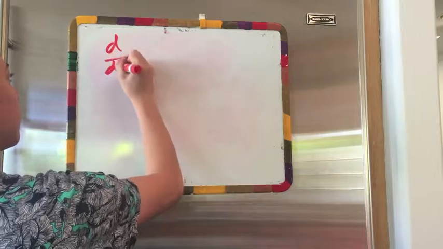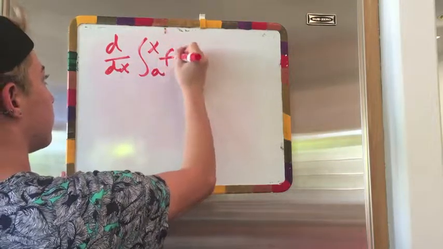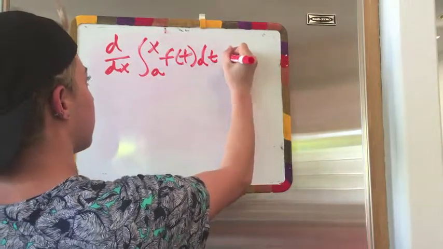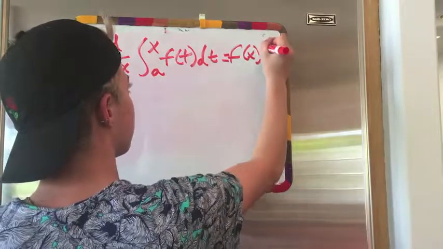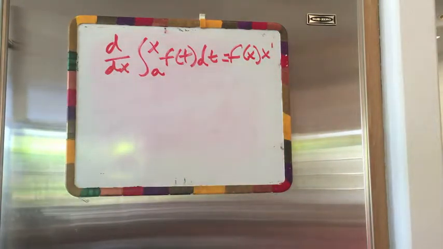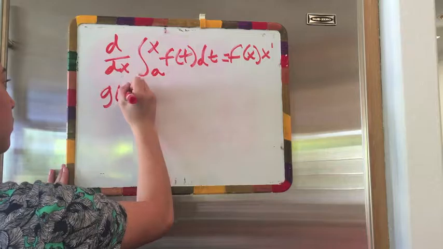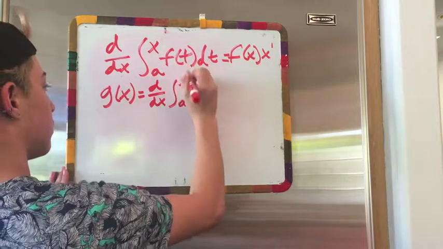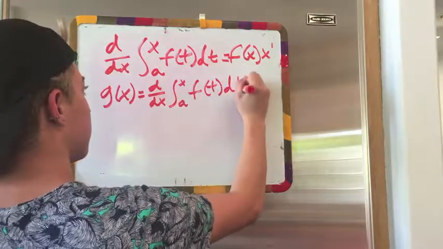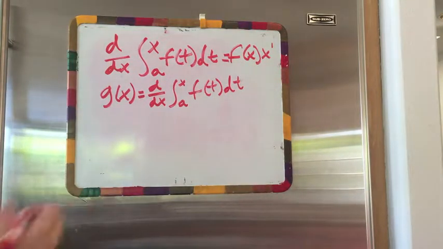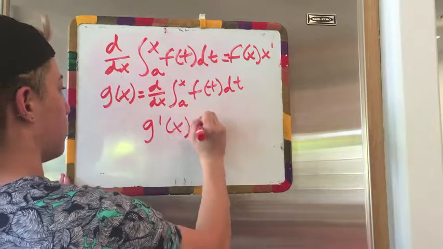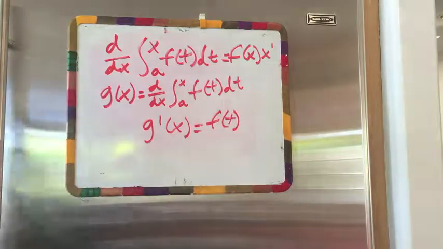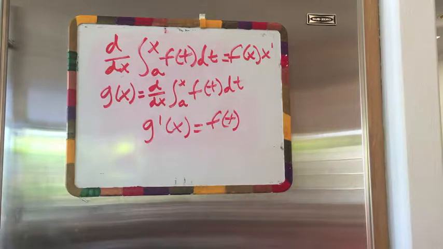So using that, we can find that the derivative of an integral from a to x of f of t dt is equal to f of x, which is important to not forget, times x prime. This will often be notated as g of x, setting g of x equal to the integral from a to x of f of t dt. So the derivative of g of x is equal to f of x, which allows us to do that.